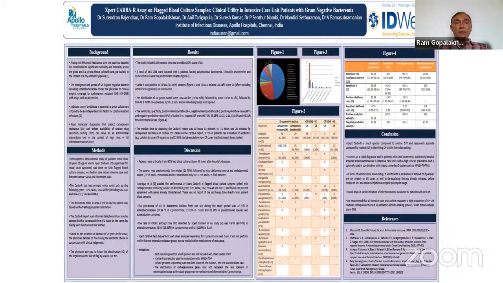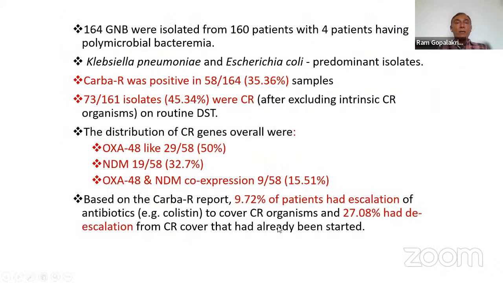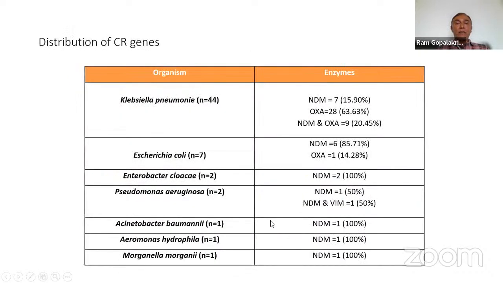We have some experience in the Xpert CARBA-R assay. This was a poster we presented at ID Week a couple of years ago. Basically, we looked at 160 odd bacteremias. The most common ones were Klebsiella and E. coli. CARBA-R was positive, showing carbapenem resistance, in 58 out of 164. And we showed these genes, OXA48 and NDM, in many of these patients. We were actually able to escalate the cover if the CARBA-R was positive and to de-escalate it if CARBA-R was negative.